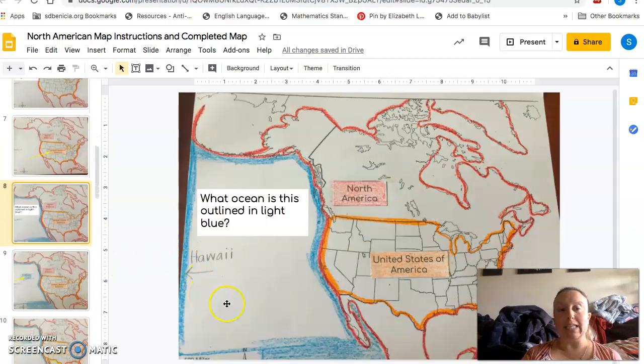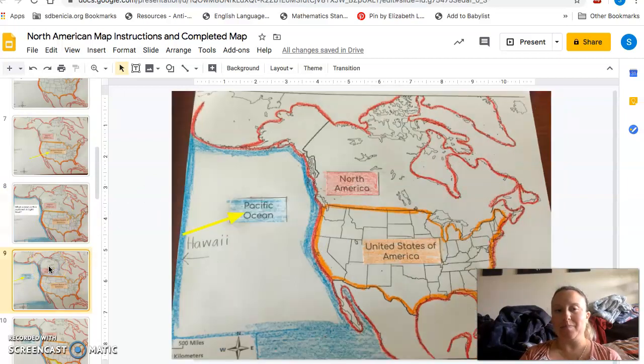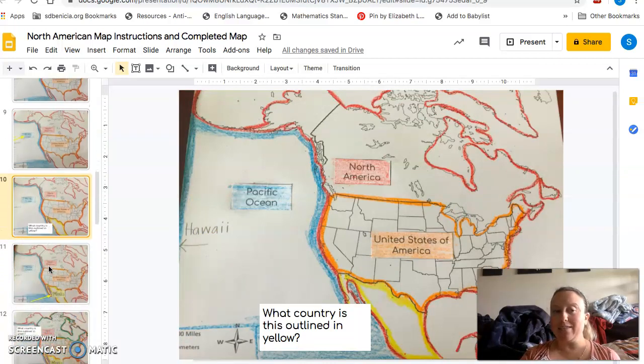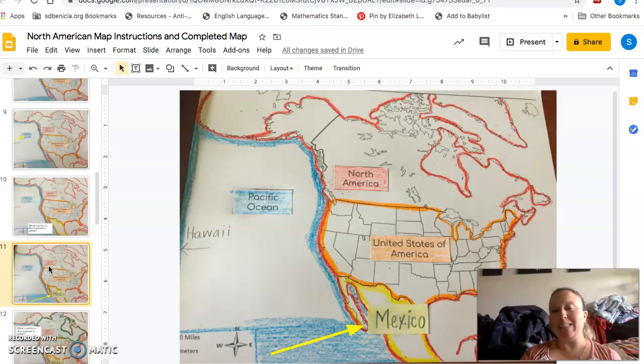What ocean is this outlined in light blue? This is the ocean that contains Hawaii, and it is along our coast here in California. Do you know the name of this ocean? Please outline it and then think about it. It is the Pacific Ocean. You are correct. How about this country outlined in yellow? Outline it and then think about it. You're right. It's Mexico.